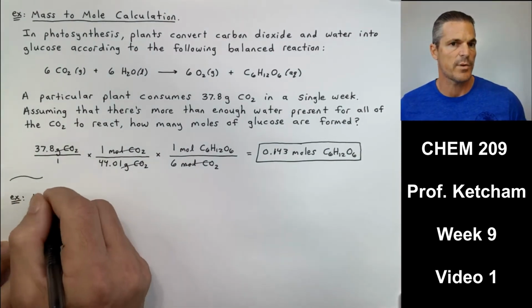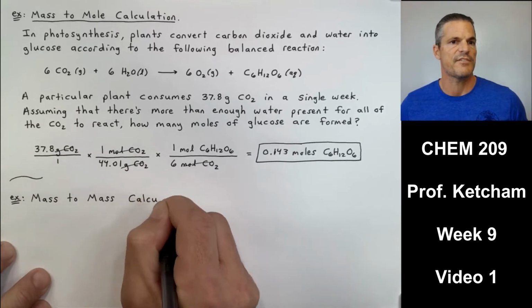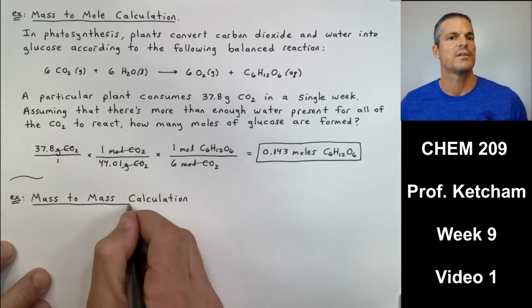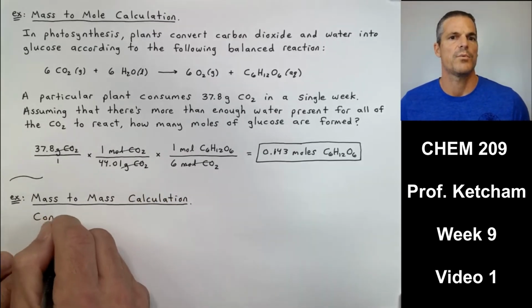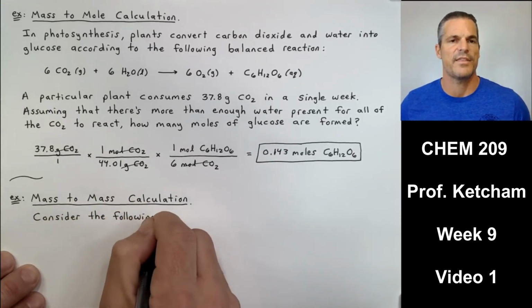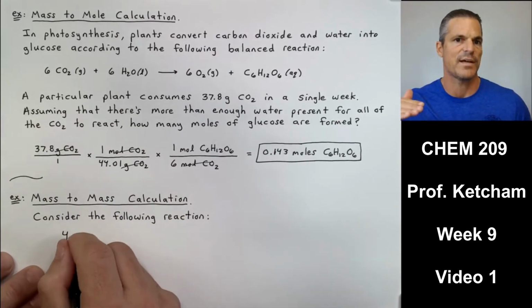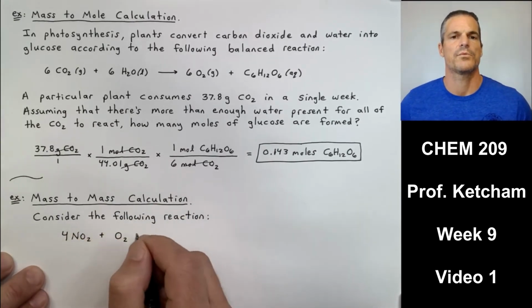3 sig figs is what I started with. My answer has 3 sig figs. So it's 37.8 divided by 44 divided by 6. 0.143 moles. Okay? You should double check that one. Do the math on that to make sure. Because you have to divide by 44, divide by 6 to get 0.143 moles.